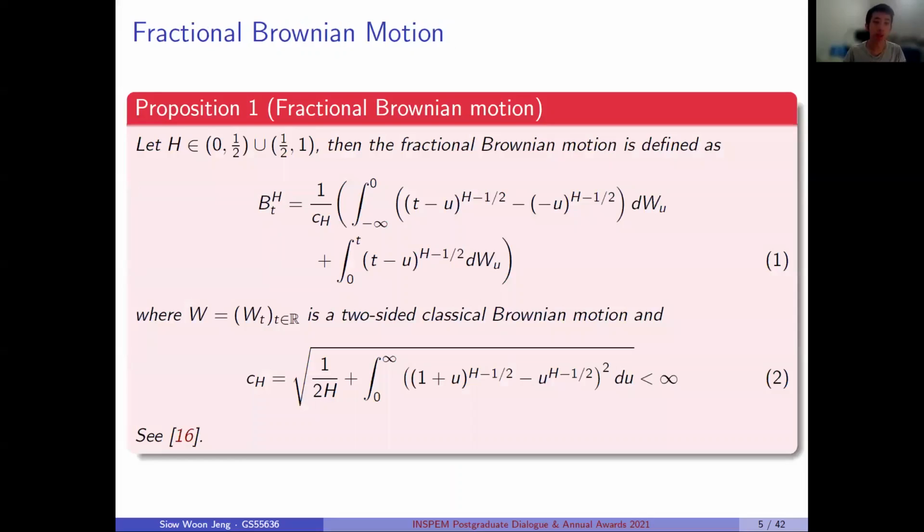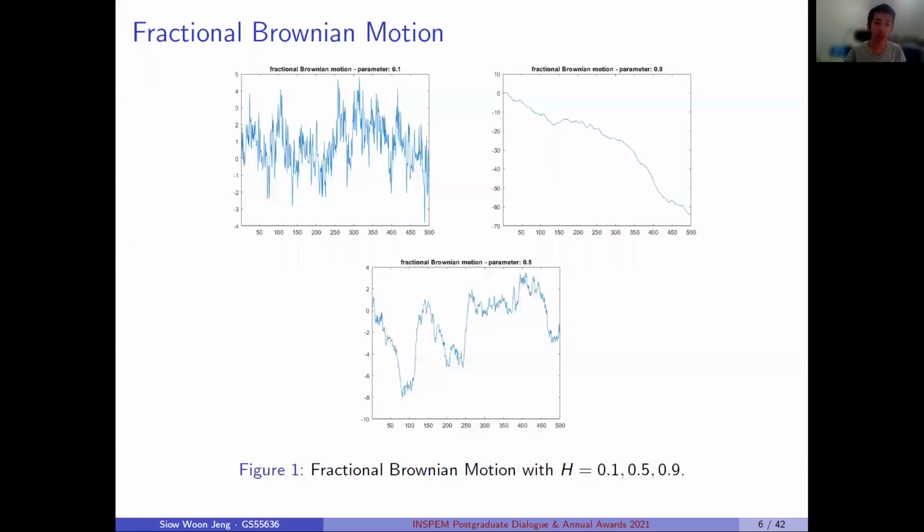So there are many definitions of fractional Brownian motion. Equation number 1 is one of them. It is defined in the Hurst parameter range of 0 to 0.5 and 0.5 to 1. So when the Hurst parameter H equals 0.5, the fractional Brownian motion reverts back to the classical Brownian motion. Here we have 3 different figures of the fractional Brownian motion that use the same set of path.